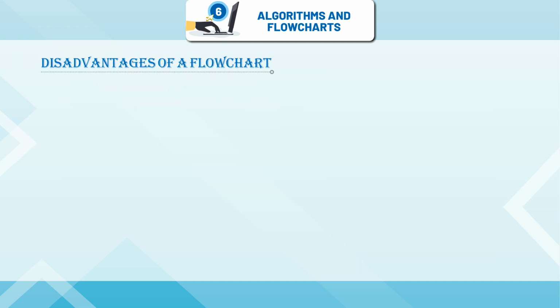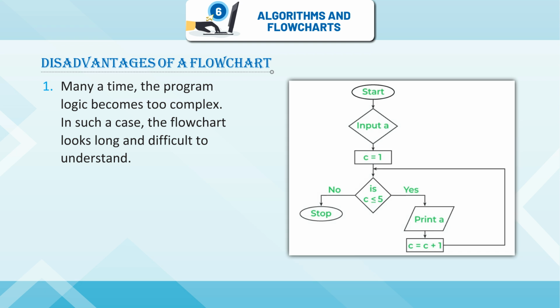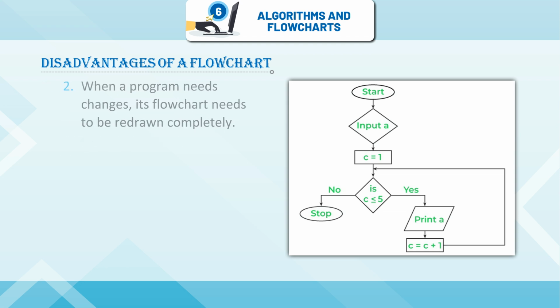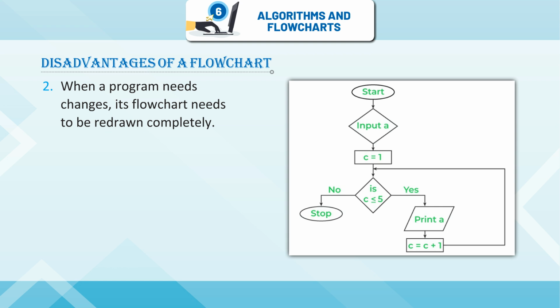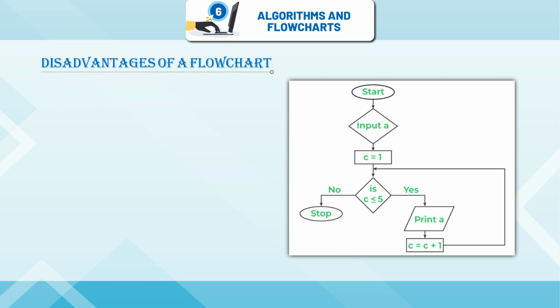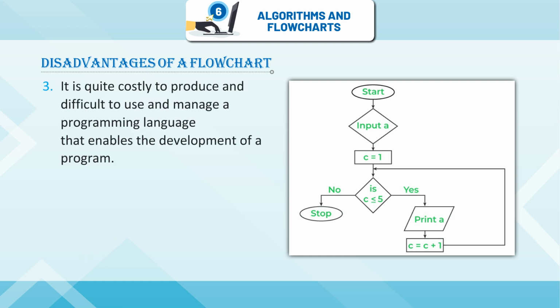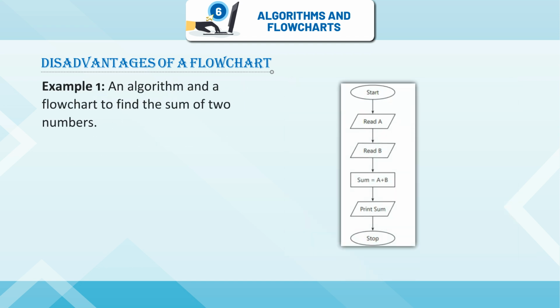Disadvantages of a flowchart. 1. Many a time, the program logic becomes too complex. In such a case, the flowchart looks long and difficult to understand. 2. When a program needs changes, its flowchart needs to be redrawn completely. 3. It is quite costly to produce and difficult to use and manage a programming language that enables the development of a program.